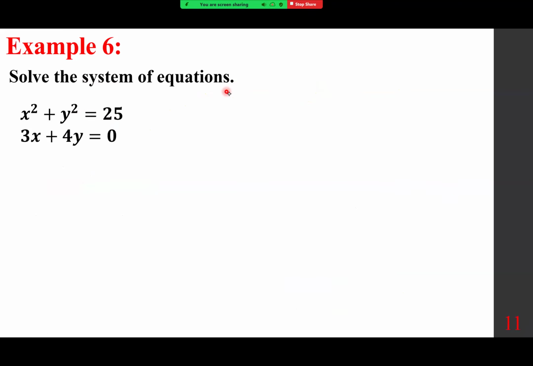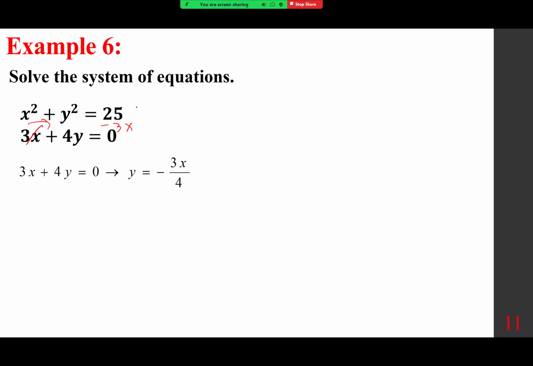Solve the system of equations where x squared plus y squared is 25, 3x plus 4y equals 0. Because this one is of degree 2, this one is not, the best course of action is by substitution. So you should recognize which method works the best. So either you solve for y or x makes no difference. If we move this, becomes negative 3x. If you divide by 4, y becomes negative 3/4 x.